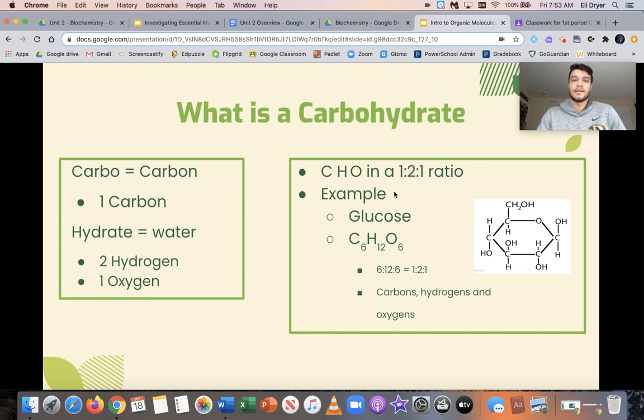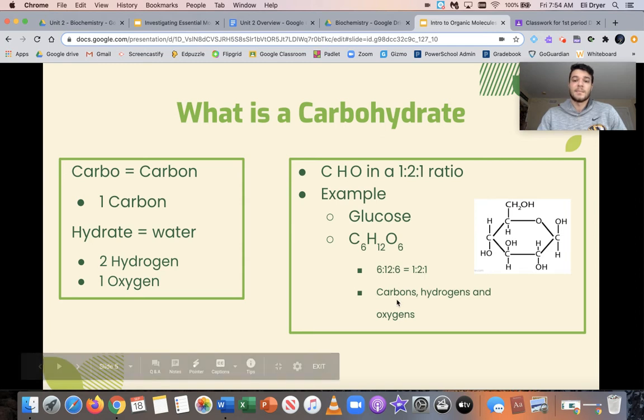So let's look at an example. Glucose is something that's very common if you study photosynthesis, and glucose is a carbohydrate. So glucose, the chemical formula, is C6H12O6. If you look at 6-12-6, that's a 1 to 2 to 1 ratio, and it's made of carbons, hydrogens, and oxygens. That's how we define a carbohydrate.